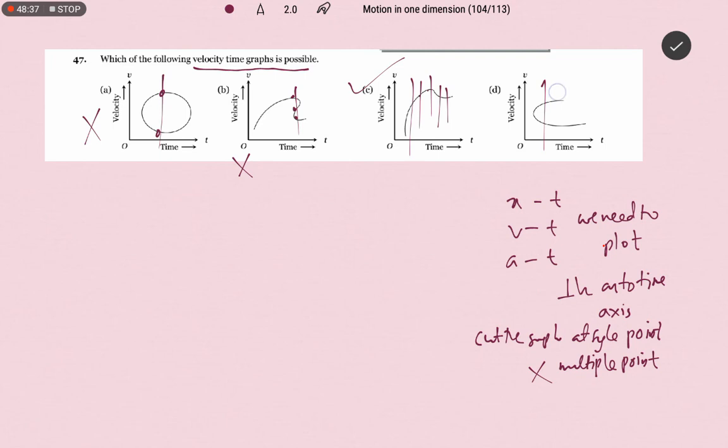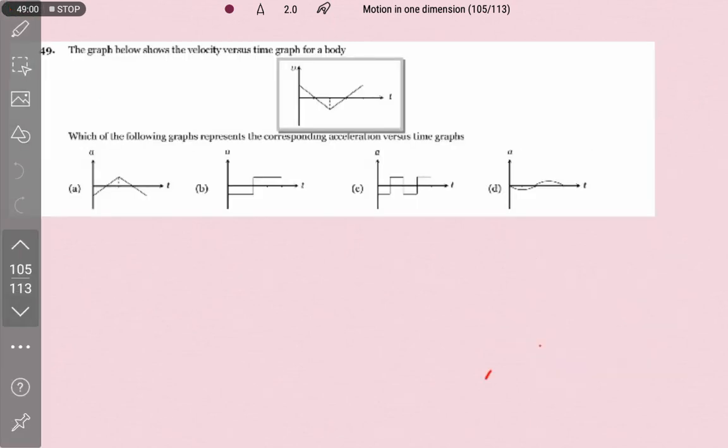Now here you can plot. This perpendicular is cutting the graph at two different points. That's why this graph also does not exist. So only the graph C is possible, the rest of the graphs will never be possible. Let us see the next one.